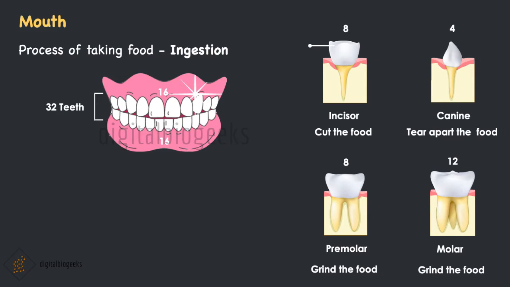The crown is the uppermost part of a tooth. The neck is the middle part and the lower part is the root. The roots help the tooth to get fixed in the gum.